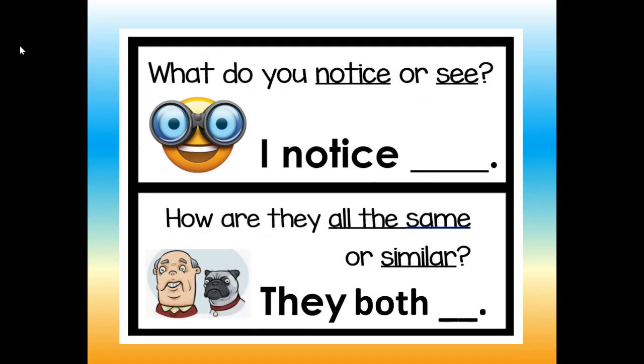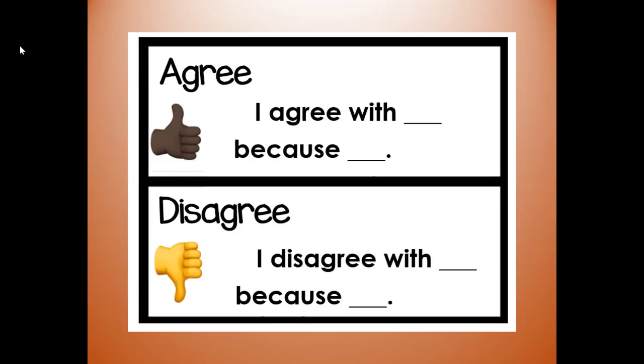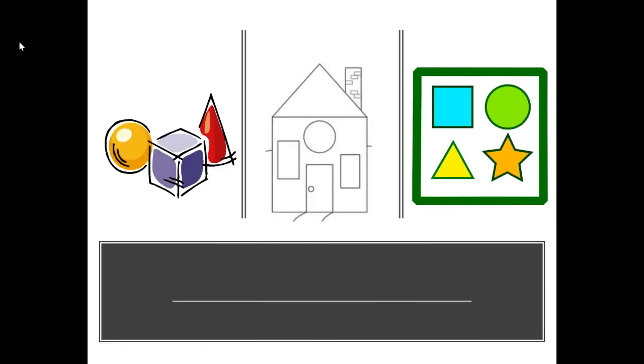For every group of pictures, I'm going to say, what do you notice or see? And you're going to answer out loud, I notice or I see. And then I'm going to ask, how are they all the same or similar? And you're going to say they both. You're going to say how they're similar or what they have in common. You may also agree with me and you can say, I agree with you because, and tell me why, or you may disagree and you may say, I disagree with you because, and that's okay. So let's get started. What do you notice or see about one or each of the pictures? I notice.